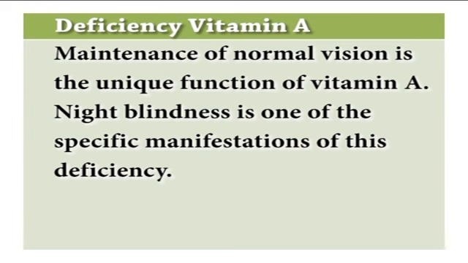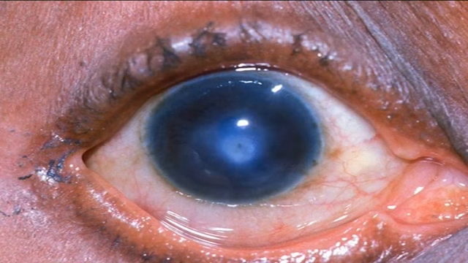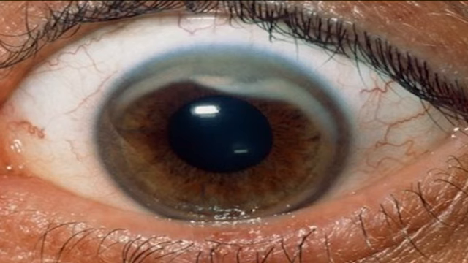Deficiency of vitamin A. Maintenance of normal vision is the unique function of vitamin A. Night blindness is one of the specific manifestations of this deficiency. Untreated cases would progress towards the development of Bitot's spots, corneal ulcerations, keratomalacia and corneal scar, and it is non-reversible.